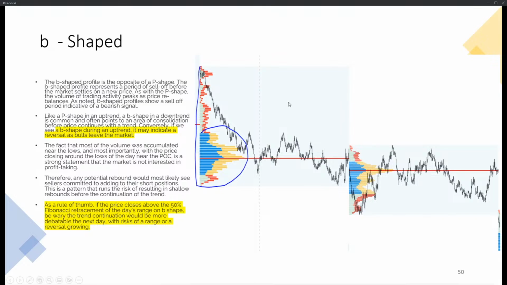Other question. Sorry. Go ahead. Like in here, if I was on, let's say, TPO and there's a lot of single prints in here, that's a poor structure. They will come back and revisit that.